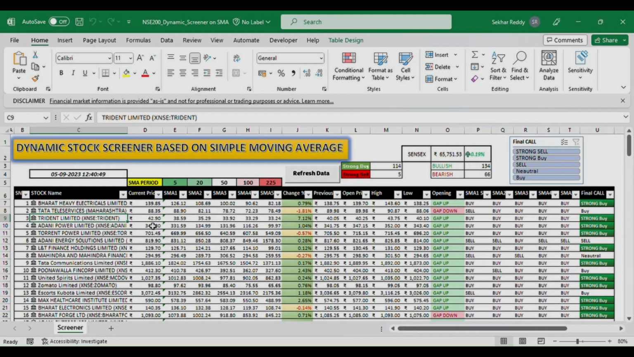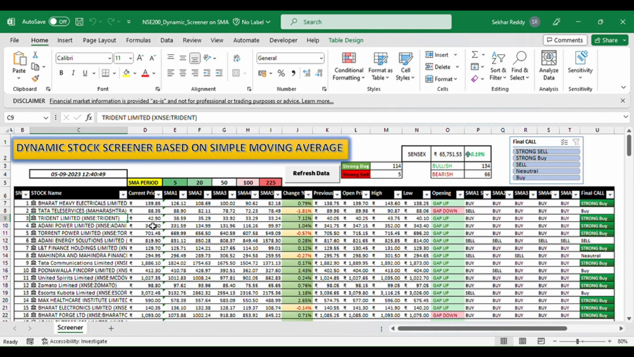Hello guys, this is a dynamic screener built on simple moving average. First of all, let's see what is the meaning of screener. A screener is nothing but a collection of multiple stocks which are meeting certain criteria.